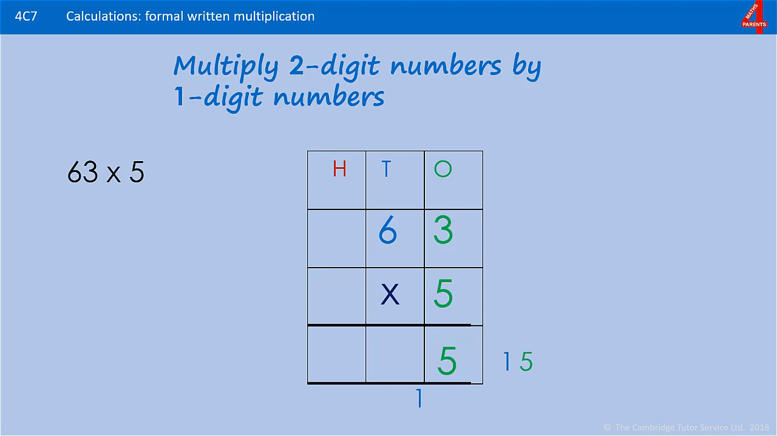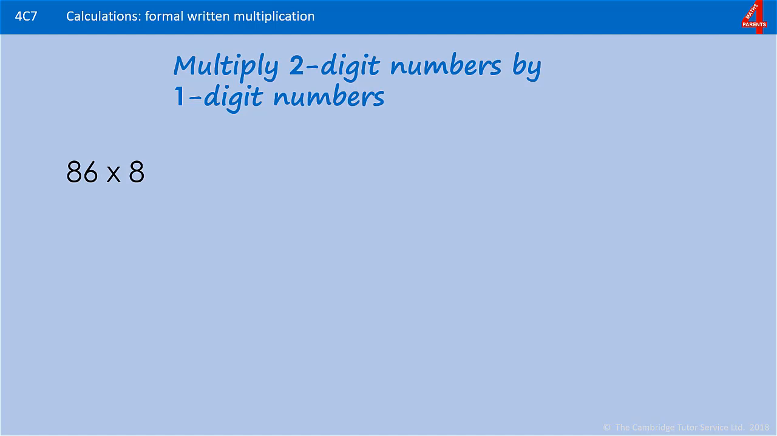The next column, we now have 6 times 5, which is 30. We're adding on that 1, that's 31. Again, with the 31, we can't put all of that in that column, so we put the 1 under the tens and 3 in the hundreds. We have 315.